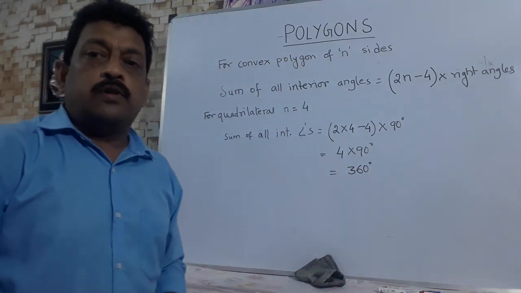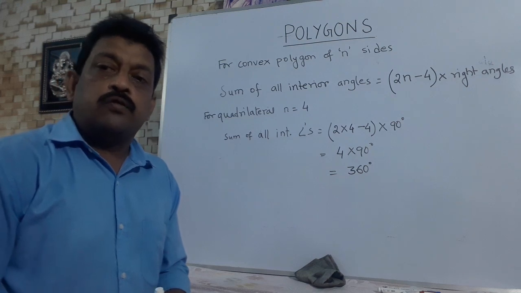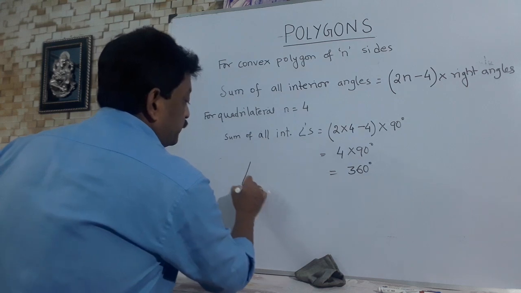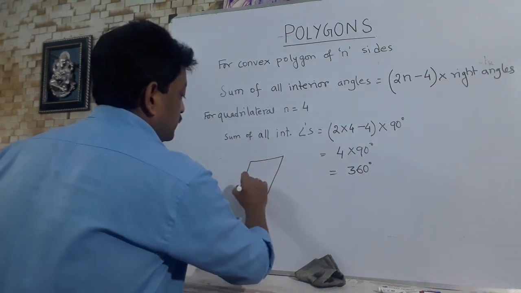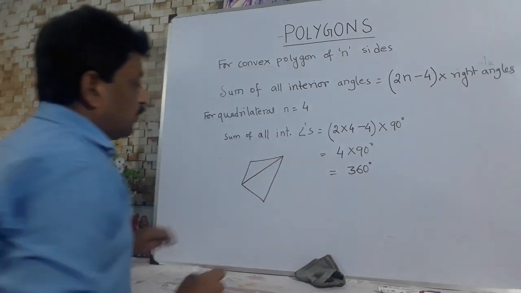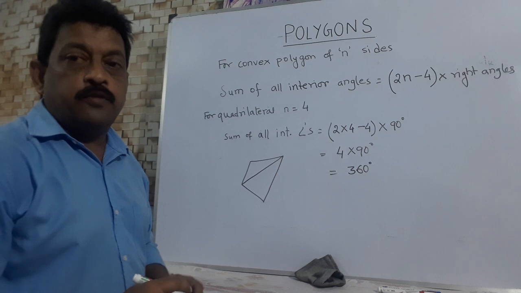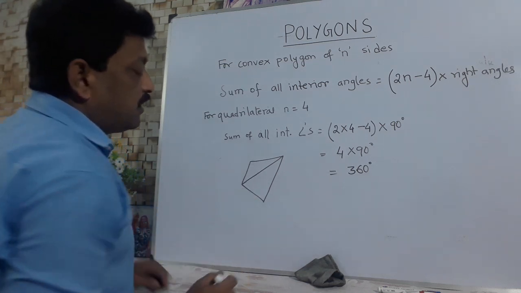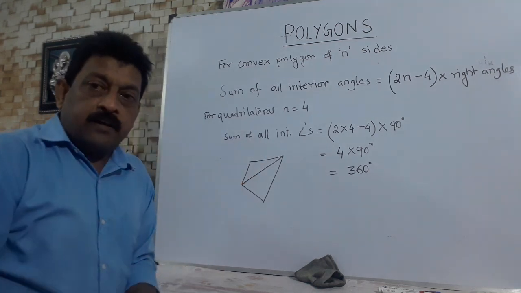This one is also proved: the sum of all angles of a quadrilateral is 360 degrees. We have done this proof in the theory class of class 7. For a quadrilateral, we have to check whether the sum of all angles is 360 degrees or not. Then we can divide that quadrilateral into two triangles by drawing a diagonal.